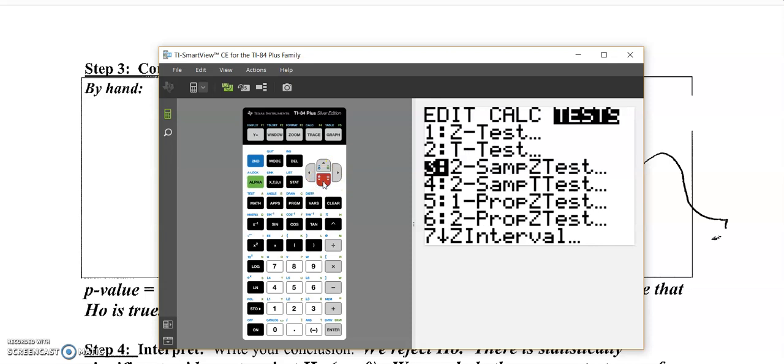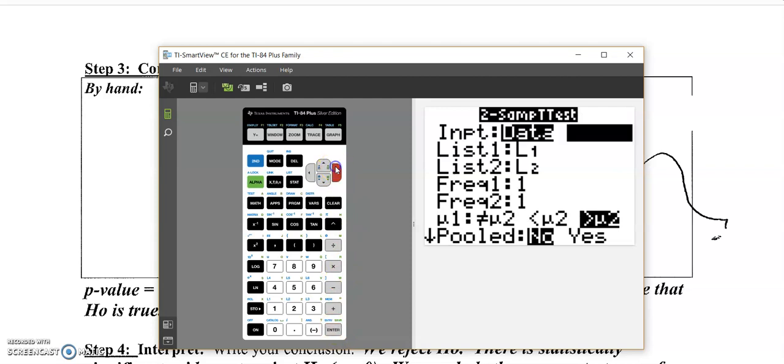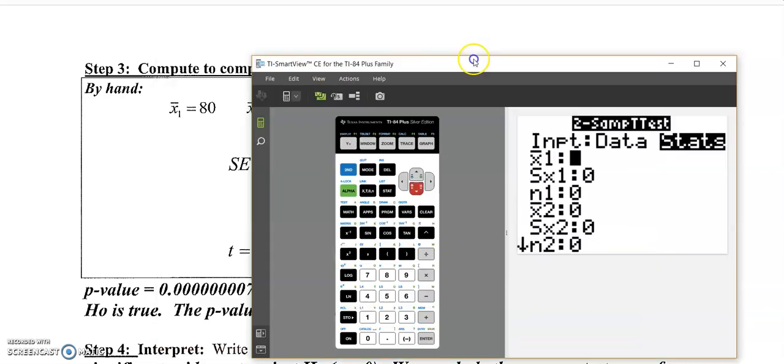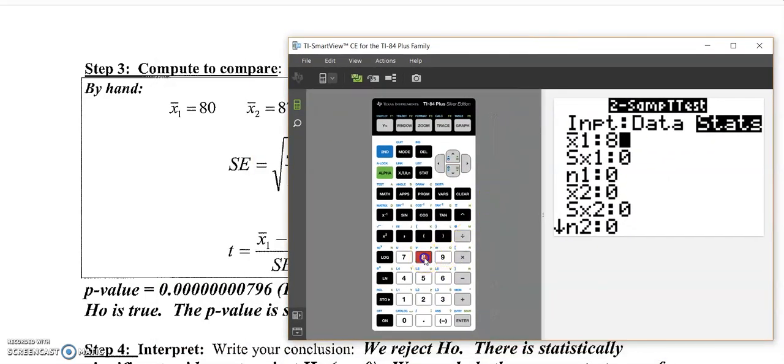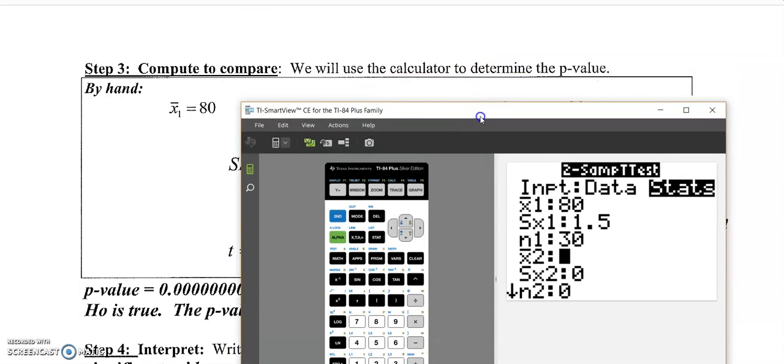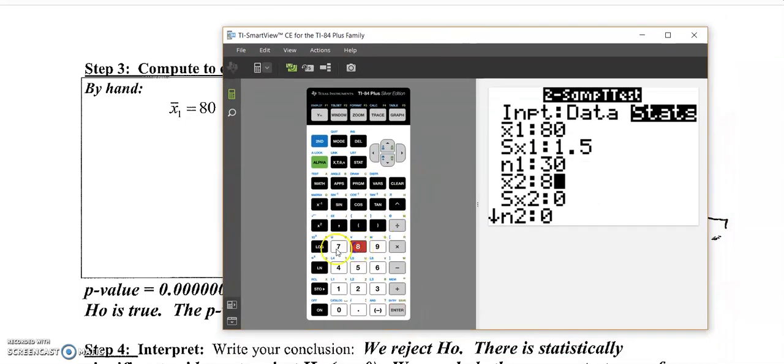We're going to do a 2-sample t-test because we have 2 different groups. This time we have stats, so we choose stats. The first group, which we put as the control group, has 80, our x bar 1. Enter. The standard deviation is 1.5. And our first n is 30. Our second x bar is 87. Enter. Our second standard deviation is 5. Enter. And our second n is 30 as well.